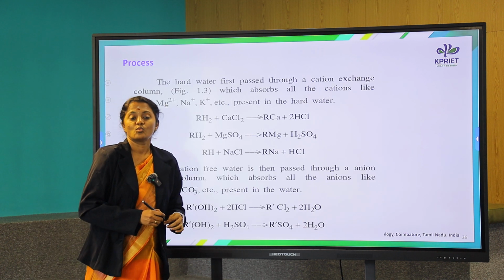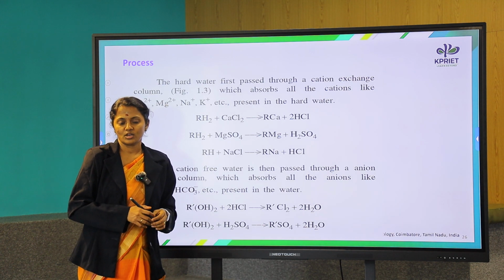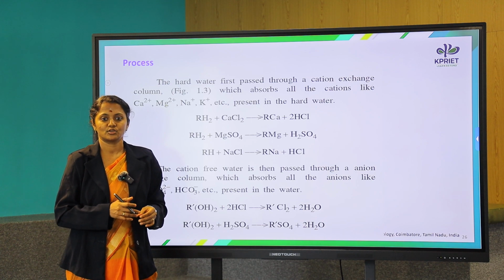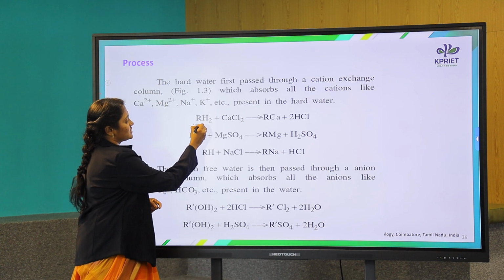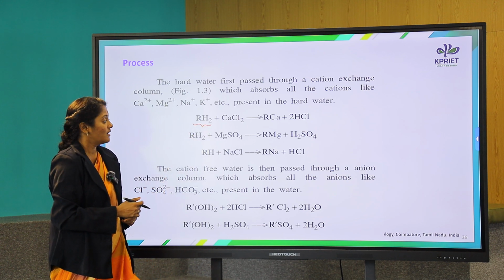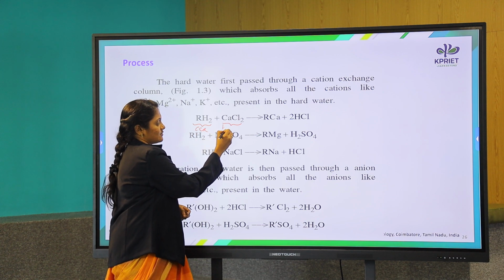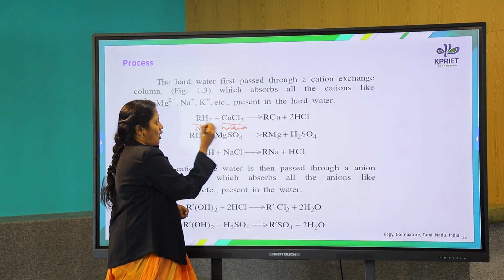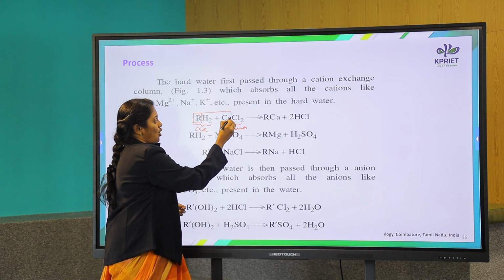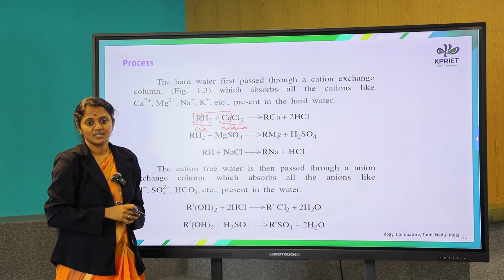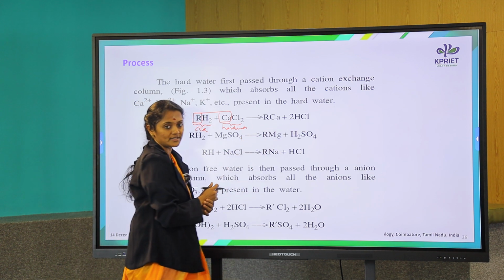The process: the water is first passed into the cation exchange column. In this column, all the cations are removed by the cation exchange resin. When you see the process, the RH2 present in the cation exchanger will react with calcium chloride present in the hard water. The R, that is the functional group present in the cation exchange resin, removes all the cations like calcium, magnesium, and sodium present in the water, leaving behind RCa and 2HCl.